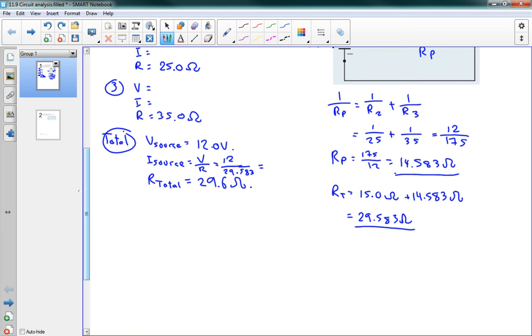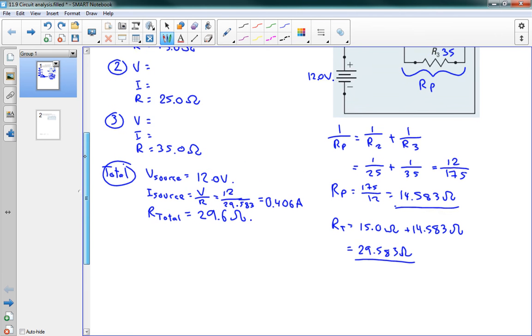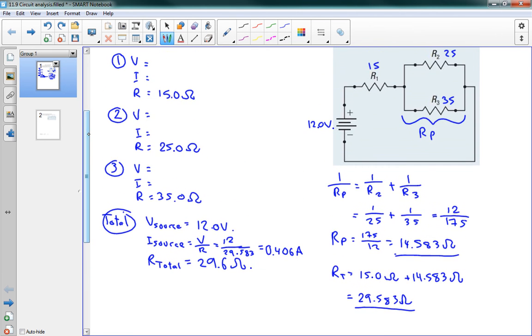And this gives us a current at the source of 0.4056, or 0.406 amps. There we go. So now we have all our information for the source filled out, which makes filling out the rest of this information a fair bit easier.